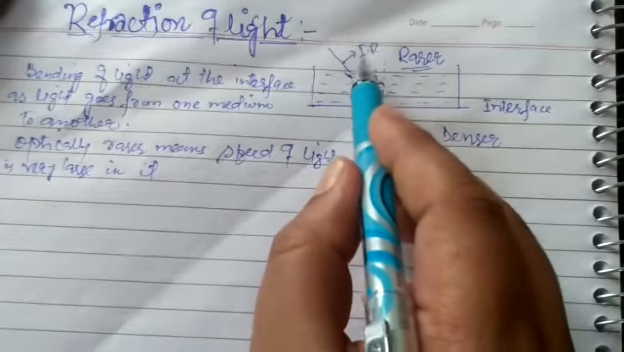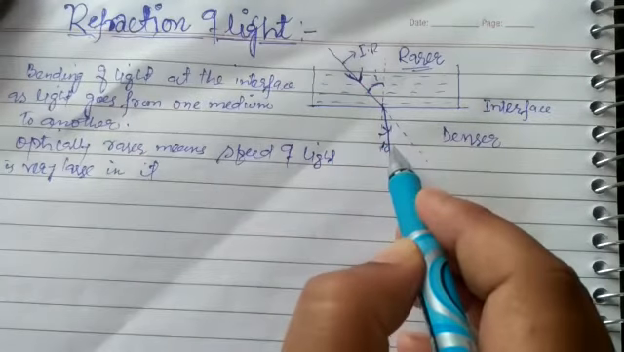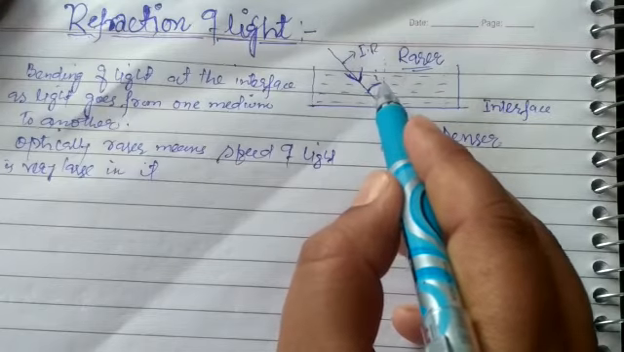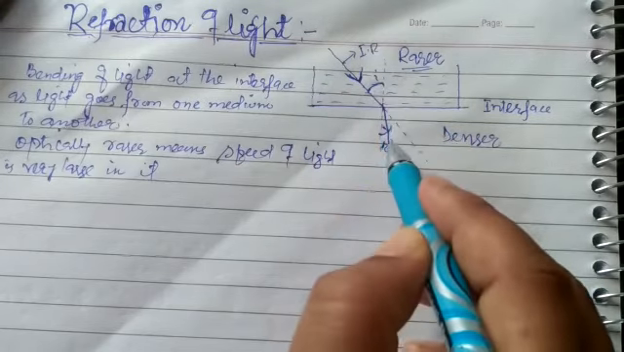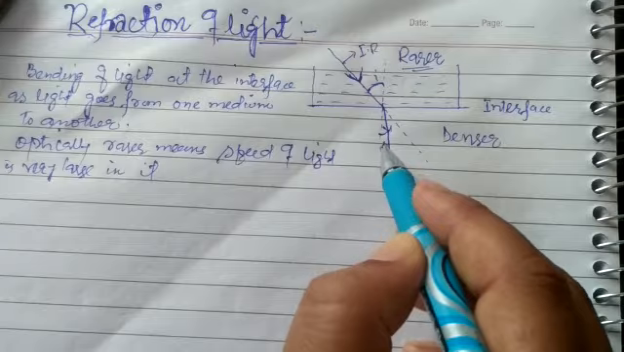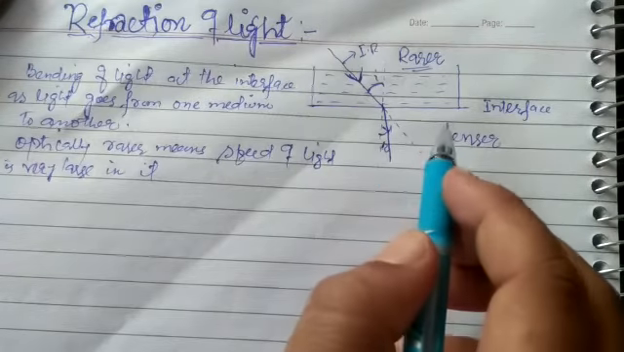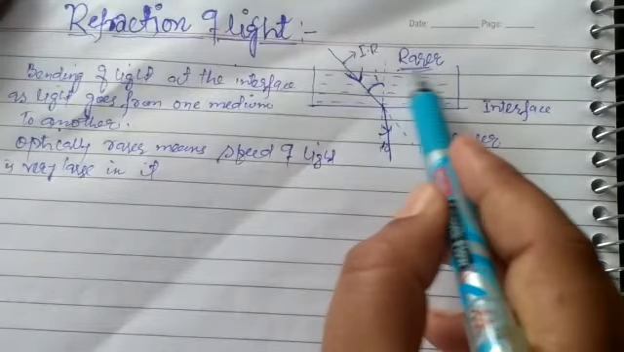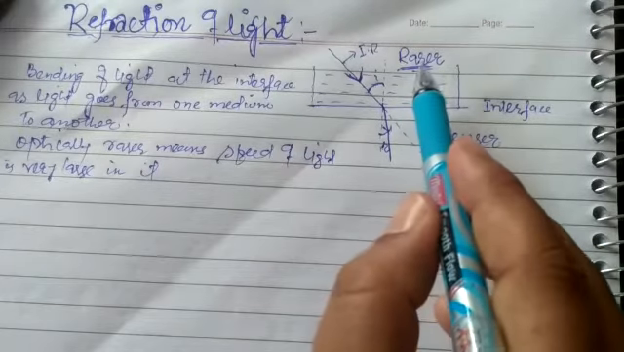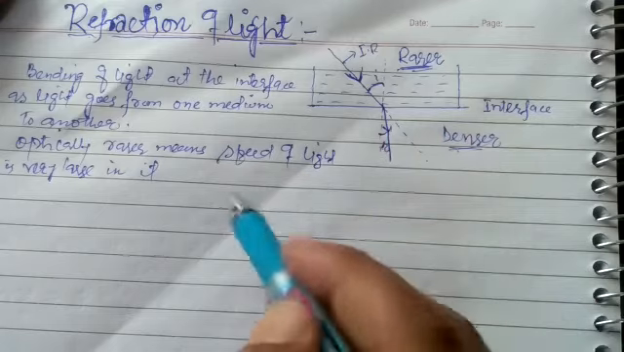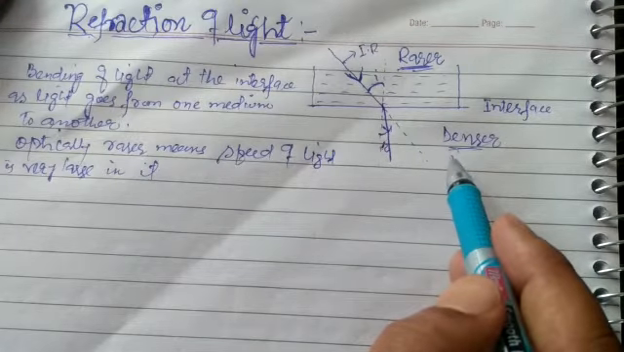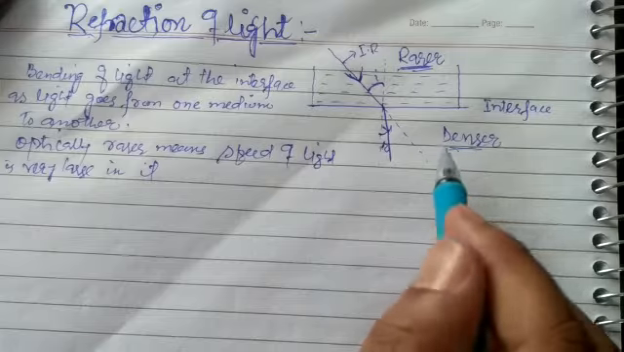So this ray is called the incident ray, this ray is called the refracted ray, and this is called the normal. The angle made by the incident ray with the normal is called the angle of incidence. The angle made by the refracted ray with the normal is called the angle of refraction. So what we learned here is optically rarer and optically denser. Optically rarer means a medium in which the speed of light is more, and optically denser means the speed of light is less in that medium.